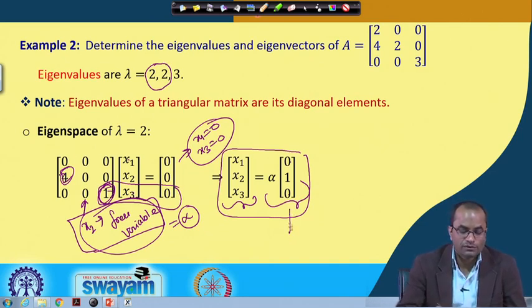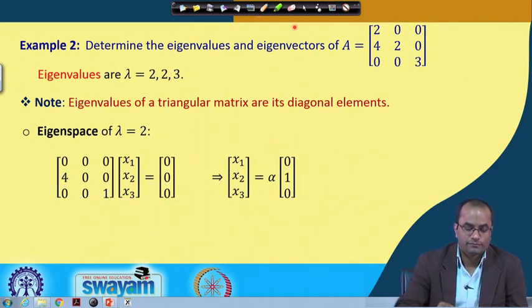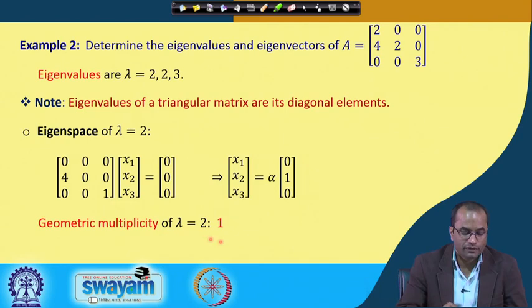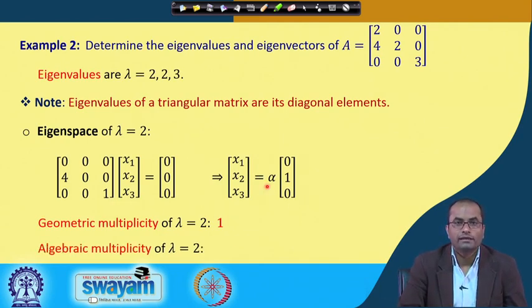What we observed in the previous example was that the algebraic multiplicity was 2 and the geometric multiplicity was also 2. In this case, the algebraic multiplicity is 2, but the geometric multiplicity is just 1, because we have one linearly independent eigenvector, and the algebraic multiplicity of 2 is 2 because this 2 was repeated 2 times.